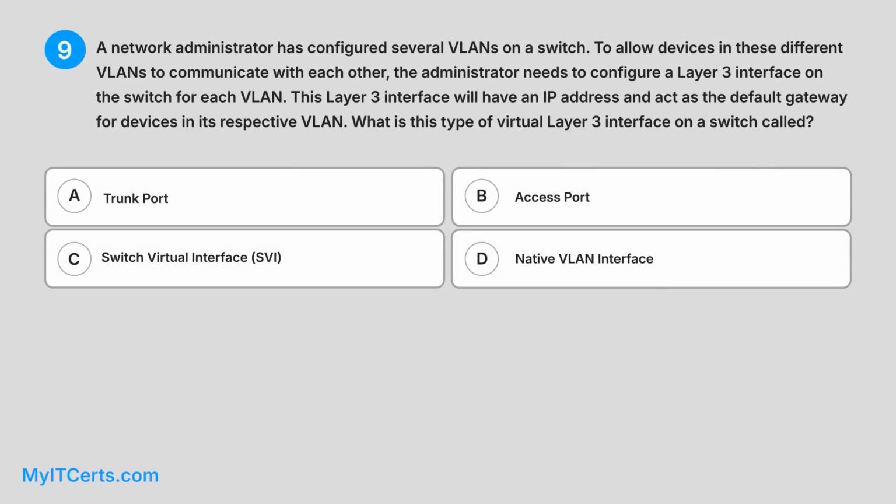9. A network administrator has configured several VLANs on a switch. To allow devices in these different VLANs to communicate with each other, the administrator needs to configure a Layer 3 interface on the switch for each VLAN. This Layer 3 interface will have an IP address and act as the default gateway for devices in its respective VLAN. What is this type of virtual Layer 3 interface on a switch called?